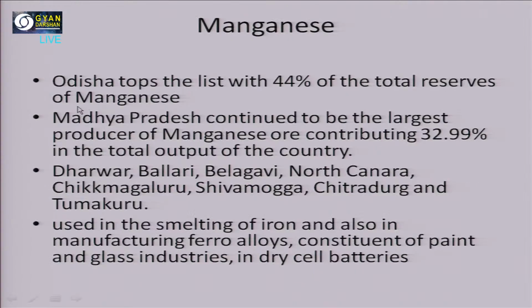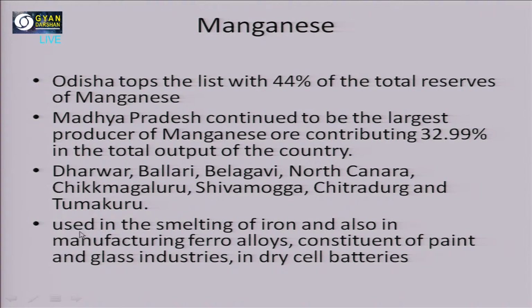Like in manganese also, Orissa tops the list with 44% of the total reserves of manganese, and Madhya Pradesh continued to be the largest producer of manganese, contributing 32.99% of the total output of the country. Now these are important areas like Dharwad, Ballari, Belagavi, North Kanara, Chikmagalur, Shimoga, Chitradurga, and Tumakuru. These are important areas producing manganese ore.